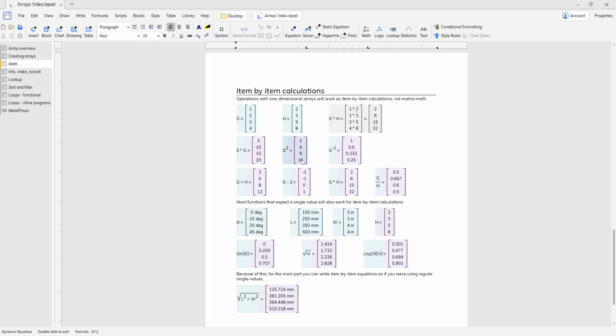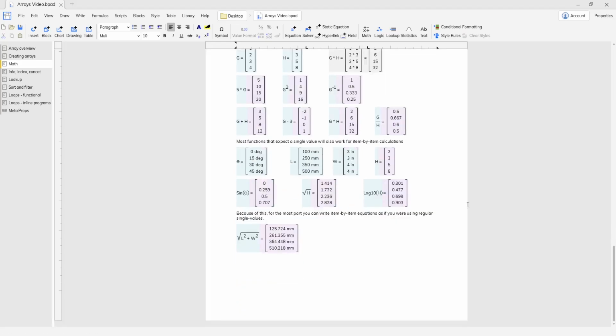So here, G squared is going to give you each item in G squared. It's not going to give you an error because matrix math doesn't work or something. And also G to the -1 is not the inverse, it's each item in that array to the -1. So G times H, G divided by H, all of that.